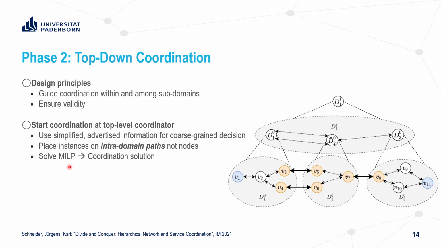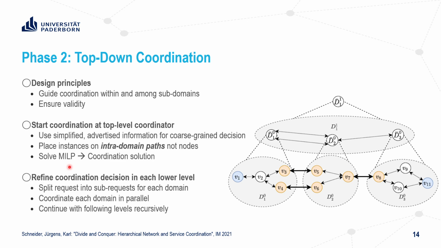And that's in the paper, but I won't bother you with the details of that MLP during the talk today. So either way, by solving this MLP, we get a solution for the current hierarchy. We apply that solution and we go one step downwards to the next lower hierarchy, where we then refine this coordination decision. We use the more fine-grained information that we have in the lower hierarchy to refine that decision.